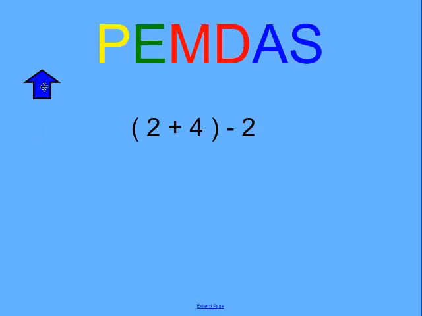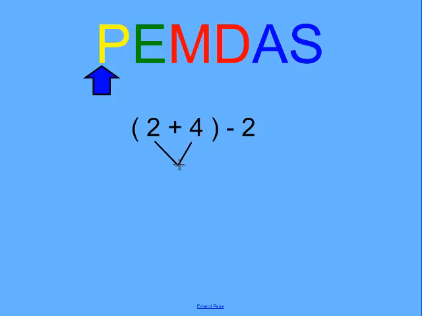So when we look at math problems, we always start with the P. We start with parentheses, and then we move to exponents, and then you move to multiplication and division, and then you look at addition and subtraction. Let's look at our first problem. Look for parentheses first. If you come down to the problem, 2 plus 4 minus 2, we do see parentheses first. Because the P in PEMDAS comes first, we must do the parentheses first.